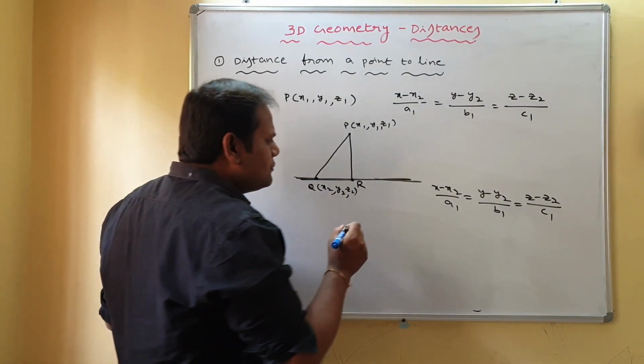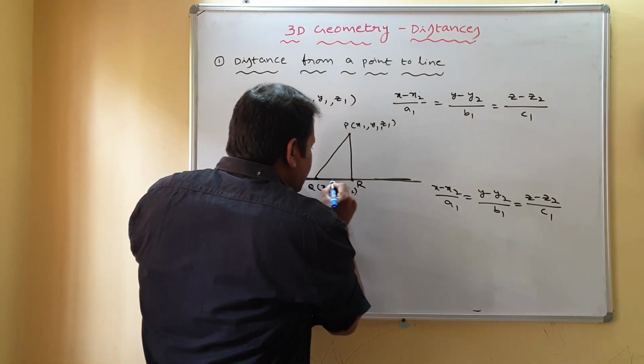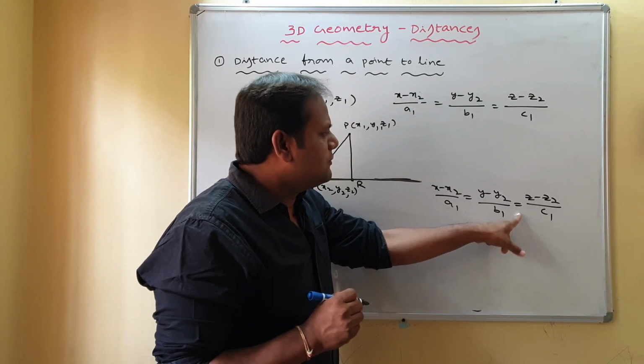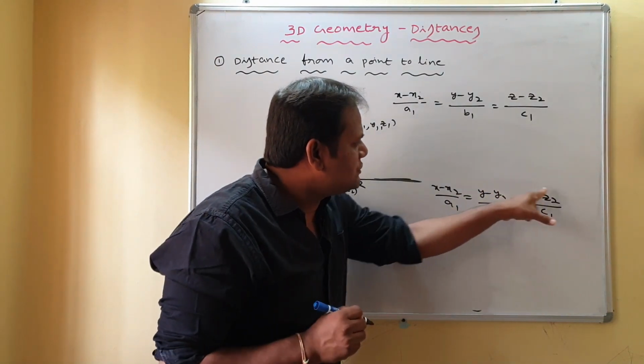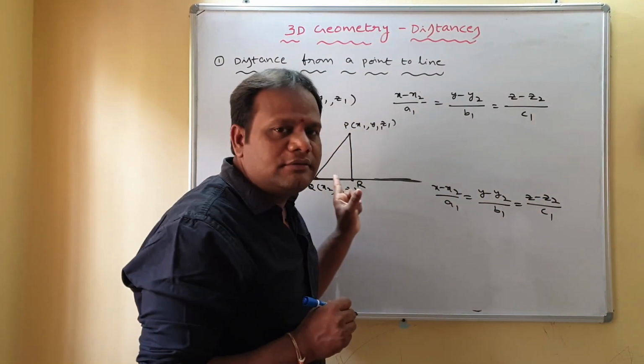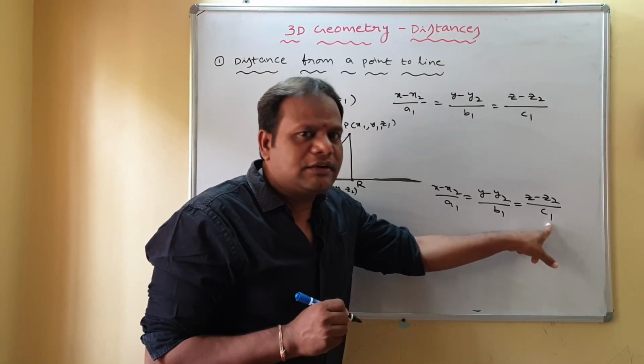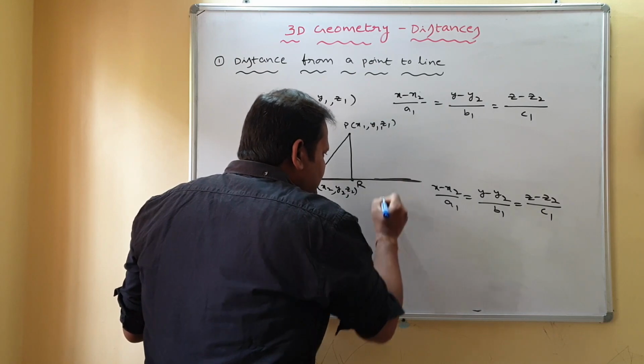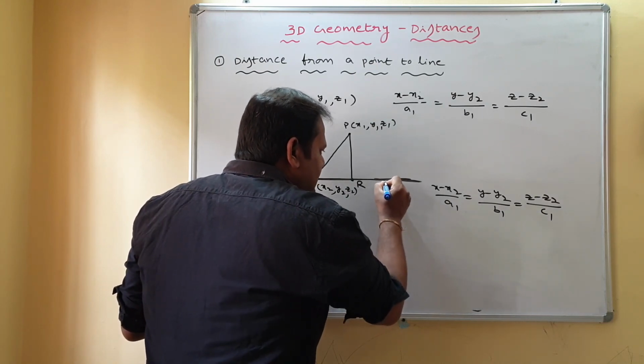Here this line equation is given. By seeing this line equation, we can tell (x2, y2, z2) is a point on the line, and a1, b1, c1 are the DRs of the line. So the DRs of this line are what?